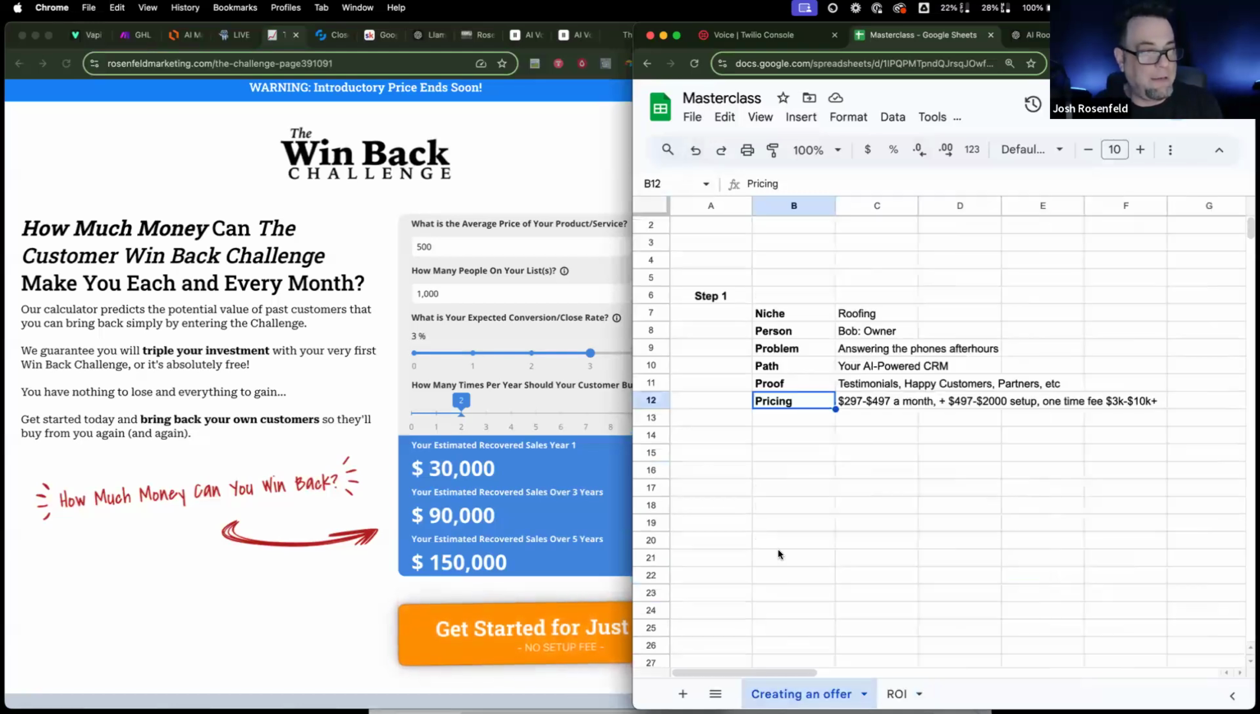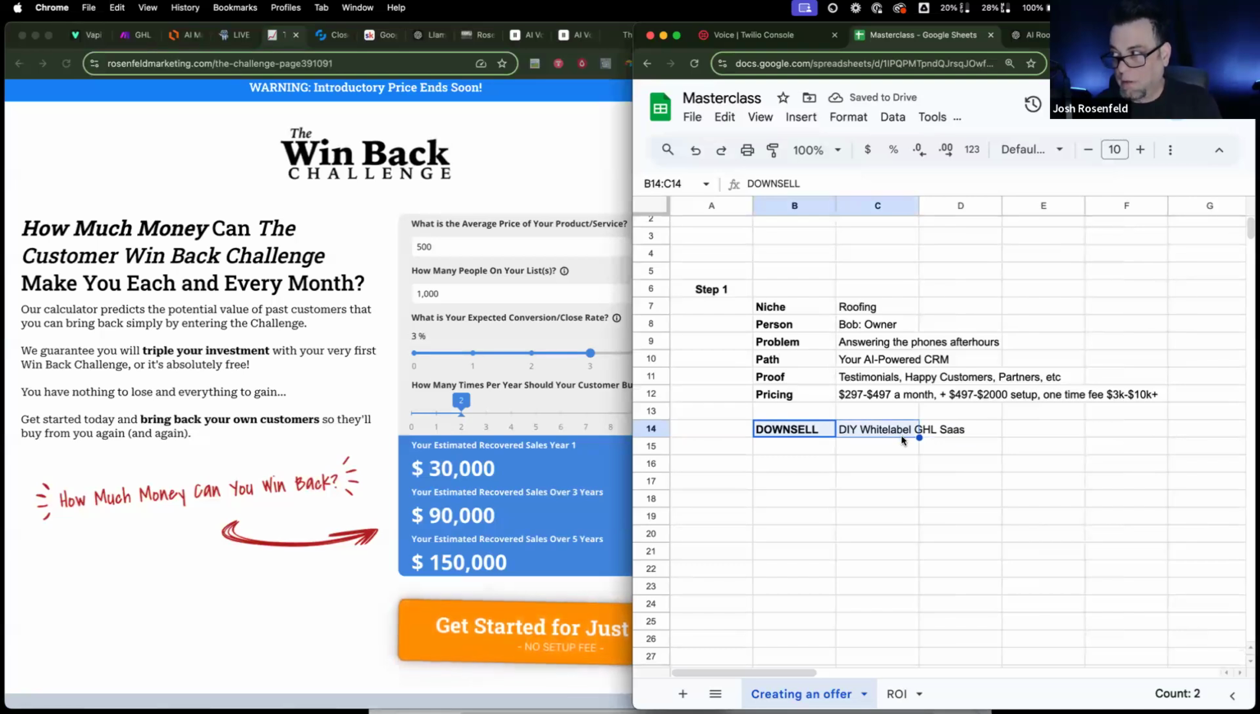So on the offer, there's going to be a downsell on this offer, a do-it-yourself white label GHL account, GHL SaaS, just traditional SaaS play. So you don't do this in your offer. You do this if they say no, but it's one way for you to still get them in your system. They're going to say, okay, I'll do it myself. How much? You're going to go, oh, no problem. It's $497 a month.